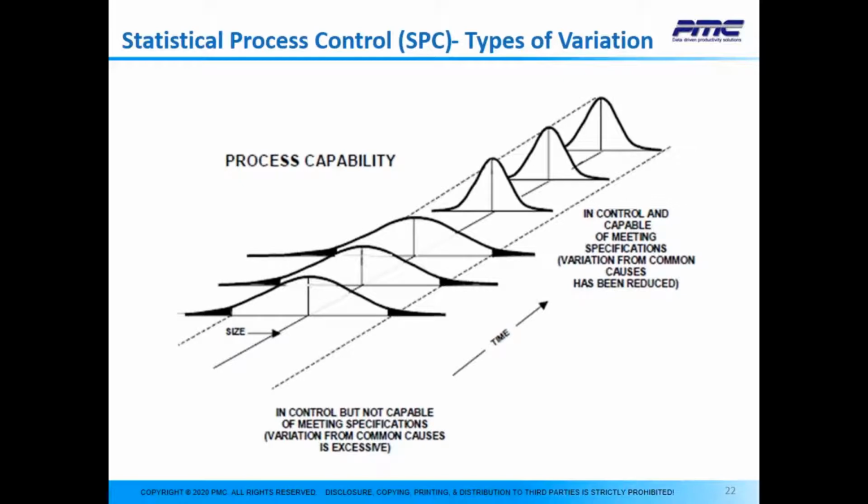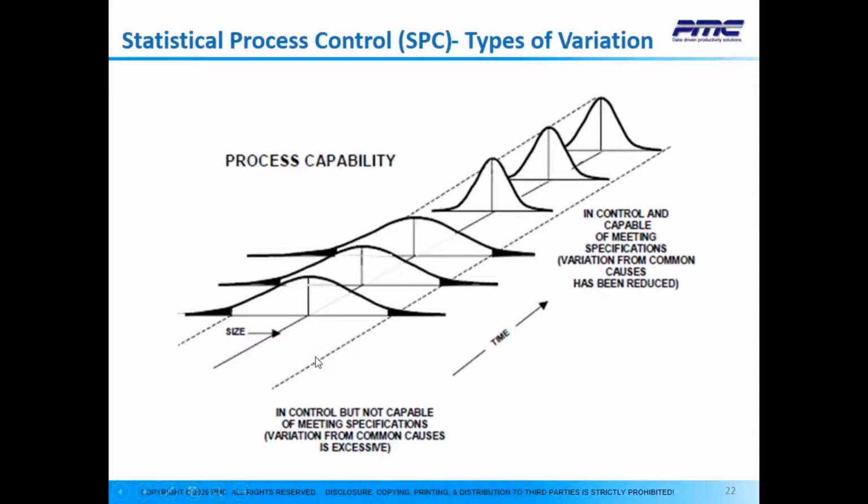As for the process capability, as you can see here, in control but not capable of meeting specification. So that means variation from common causes is excessive. That's what happens here, the first three curves, right? And then these top three seem to be in control and capable of meeting specs.